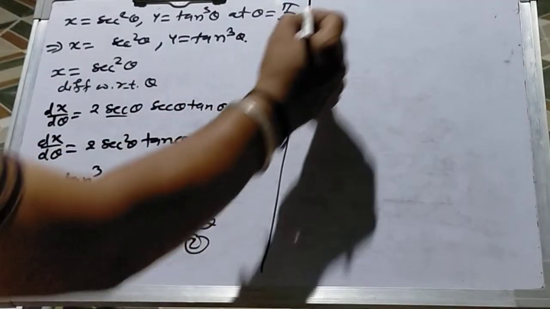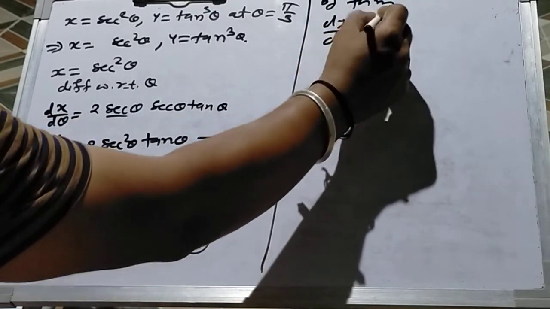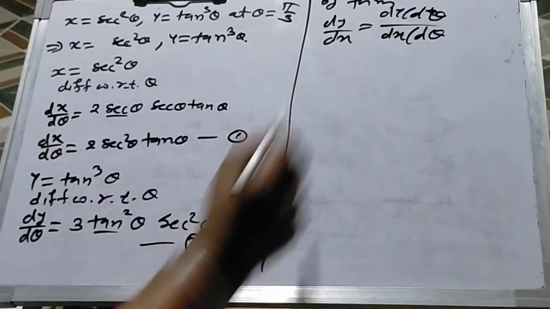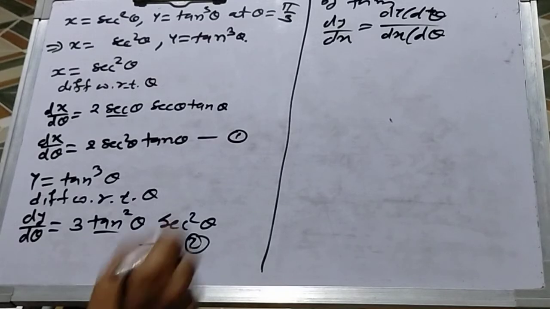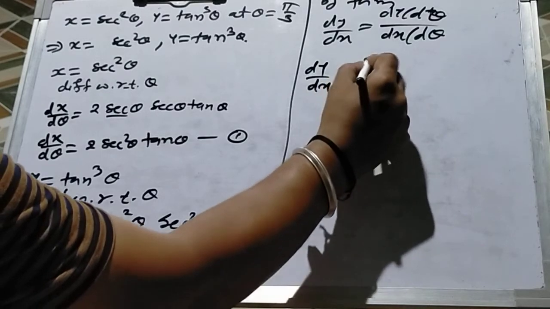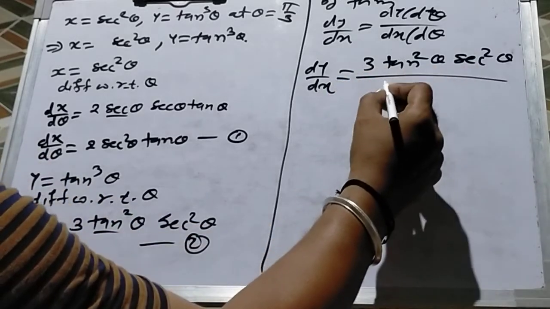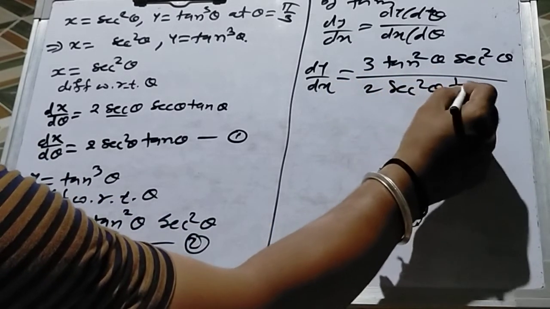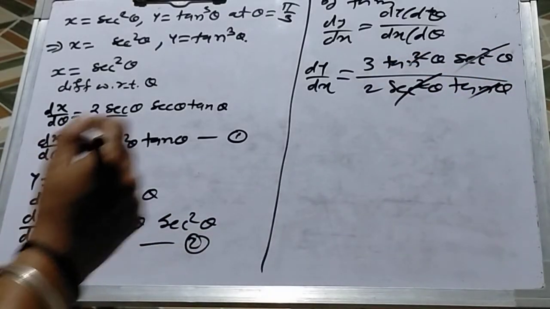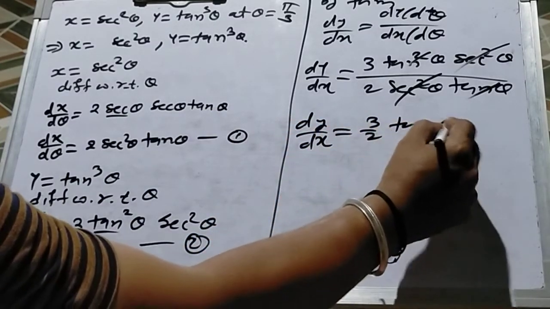So from 1 and 2, by the theorem, dy by dx is equal to dy by d theta divided by dx by d theta. Therefore dy by dx is equal to 3 tan square theta sec square theta divided by 2 sec square theta tan theta. So here sec square theta gets cancelled, one tan theta gets cancelled. So dy by dx is equal to 3 by 2 tan theta.